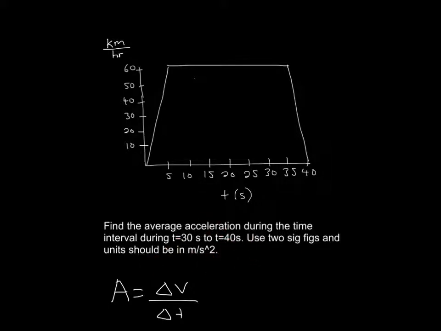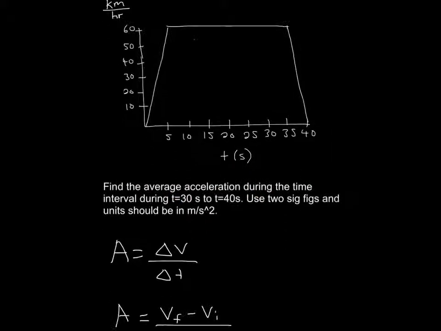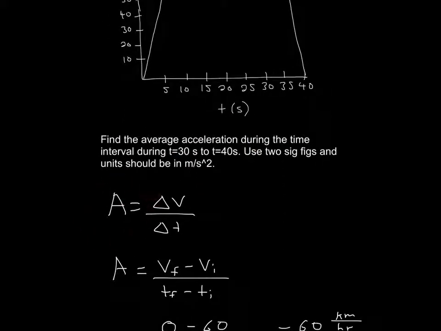So the first thing you can do is just break this problem down and write the formula, because it wants you to find average acceleration. So just write it. Acceleration equals change of velocity over change of time. You have to remember that change just means final minus initial. So it's final minus initial of velocity over final minus initial of time.